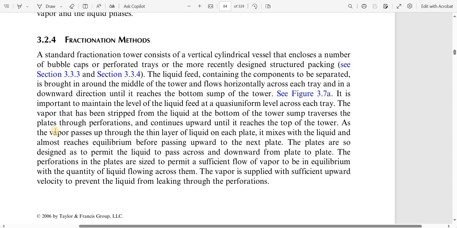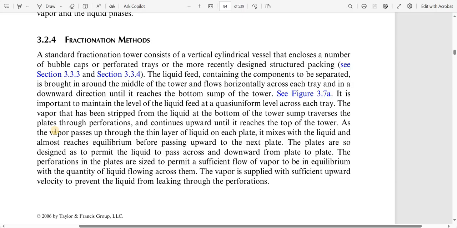Today we will be learning about the fractionation method. A standard fractionation tower consists of a vertical cylinder that encloses a number of bubble caps or perforated trays, or the more recently designed structured packing.